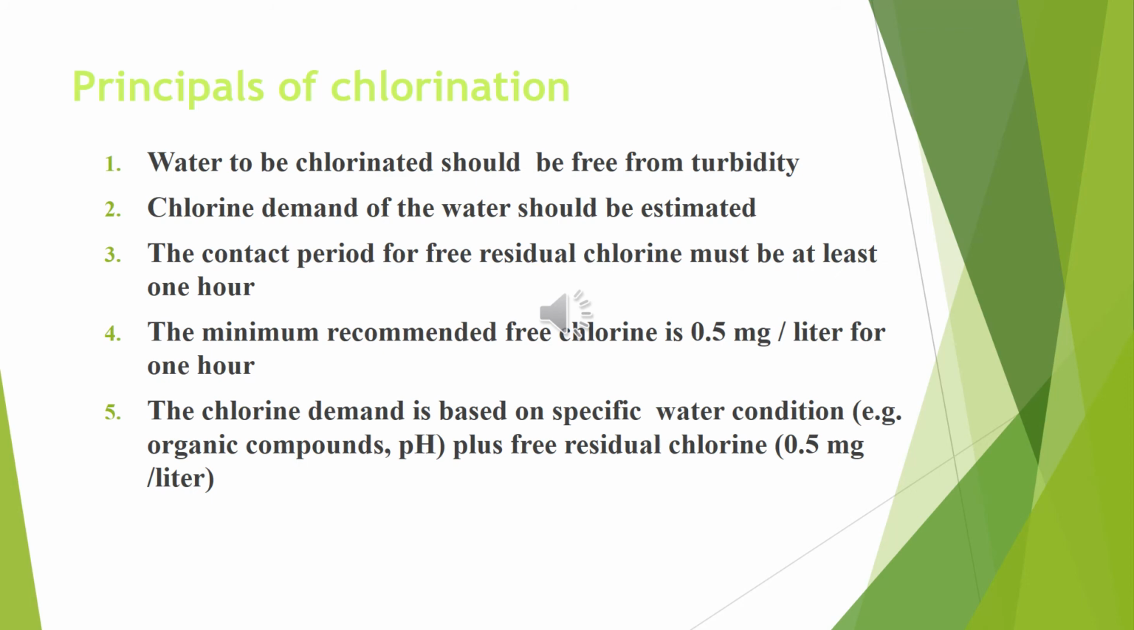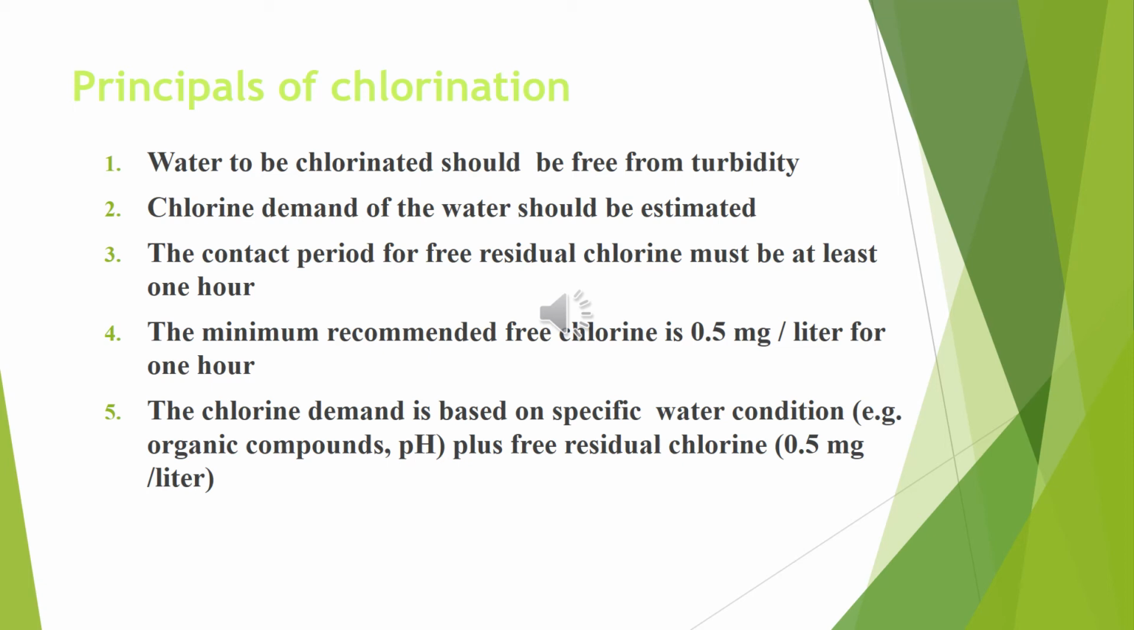Chlorination: number one, the water should be clear and free from turbidity, as turbidity prevents efficient chlorination. Second, the chlorine demand of water should be estimated. The chlorine demand is the difference between the amount of chlorine added to the water and the amount of residual chlorine remaining at the end of a specific period of contact, usually 1 hour, at a given temperature and pH of the water. The point at which the chlorine demand of the water is met is called the break point.